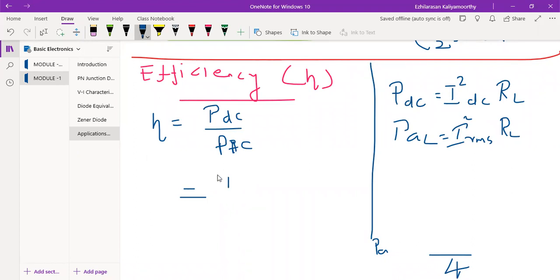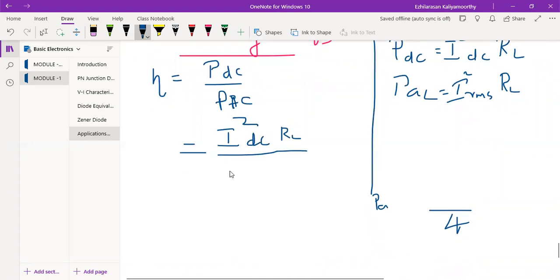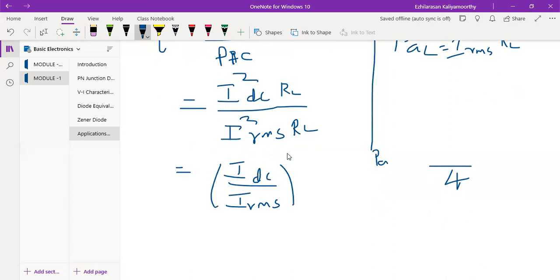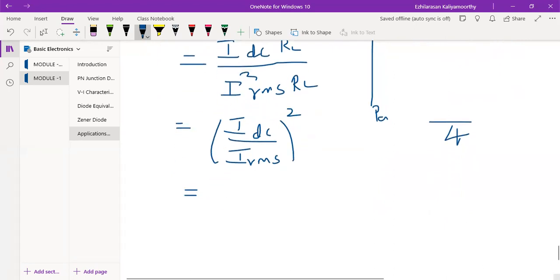So eta will be equal to I square DC into RL divided by I square RMS into RL. Now RL will cancel. Then what will happen? I square, so I will take IDC divided by IRMS, the whole square. Now substitute the respective terms over there.